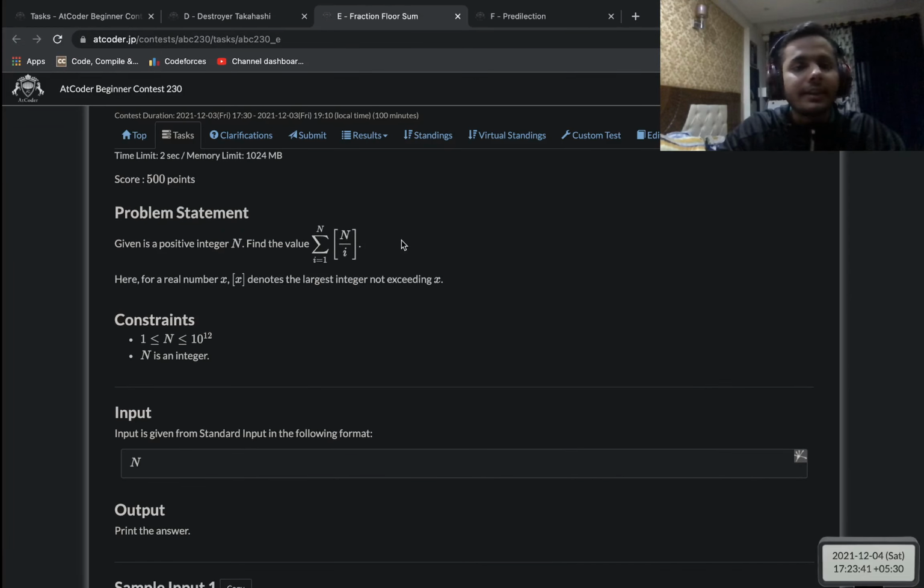Well, very short and concise problem. You have been provided with a positive integer n, and you have to compute this value. Simple.